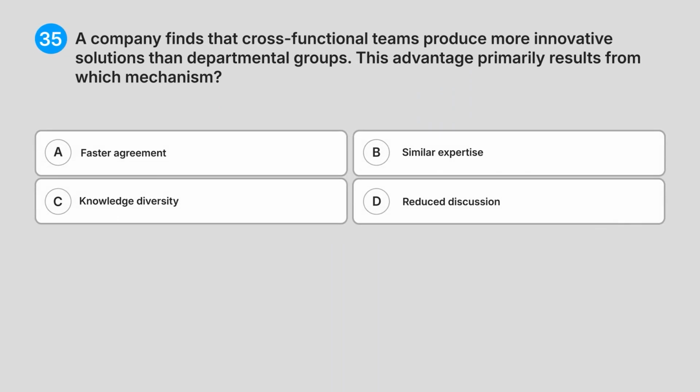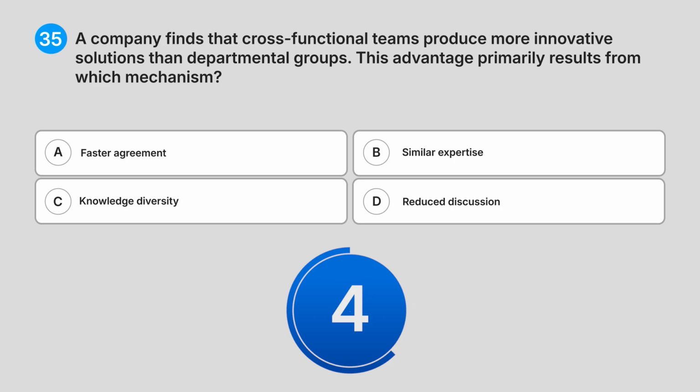35. A company finds that cross-functional teams produce more innovative solutions than departmental groups. This advantage primarily results from which mechanism? A, faster agreement. B, similar expertise. C, knowledge diversity. D, reduced discussion. Do you know the answer?